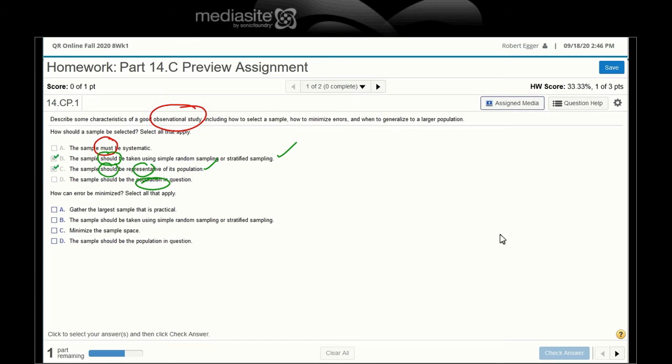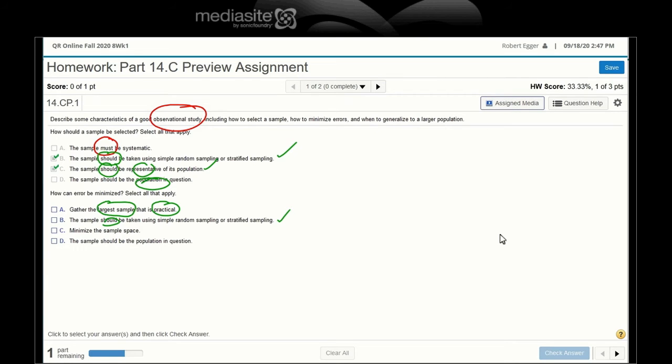Okay, how can error be minimized? Select all that apply. Gather the largest sample that's practical. Larger is better. The bigger the sample, the more chance of being representative of the population. So that's definitely a good one. Sample should be taken using simple random sampling or stratified sampling. Okay, that's no way of minimizing error.